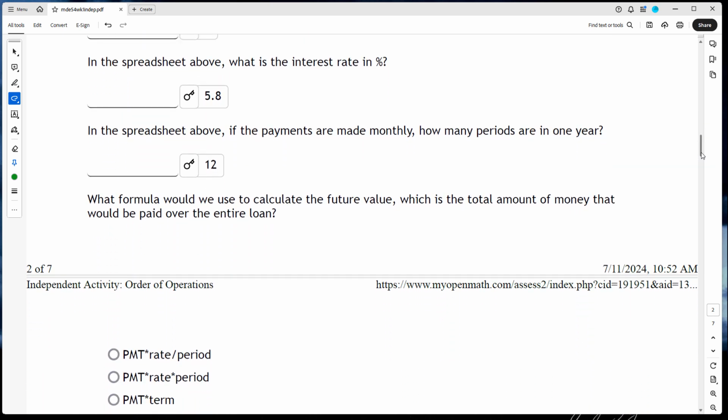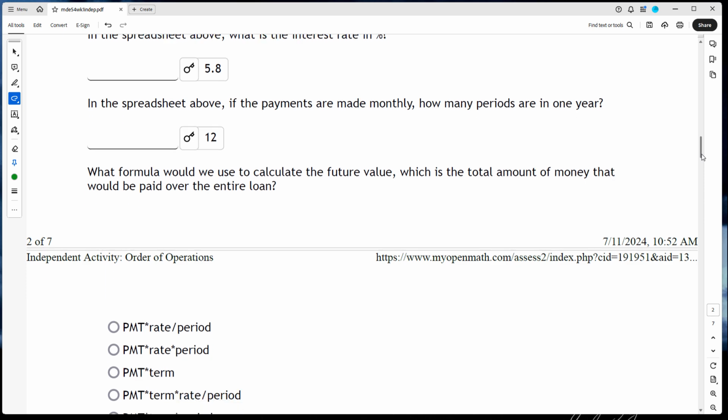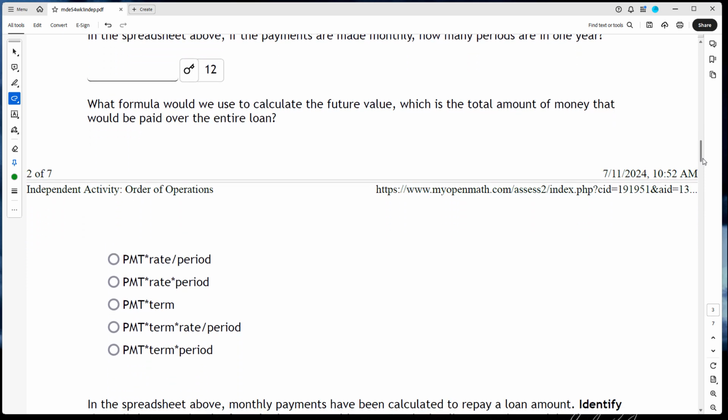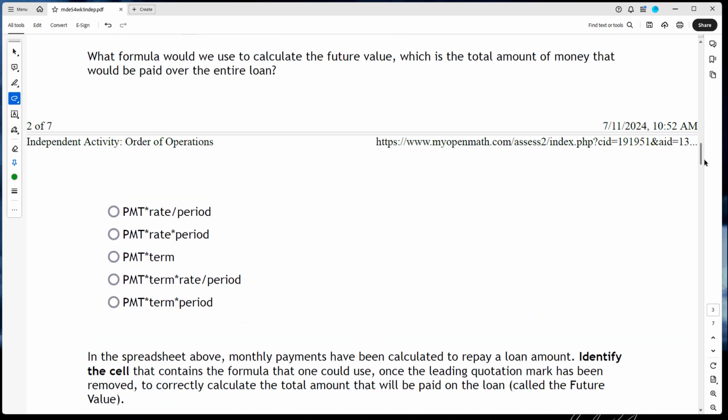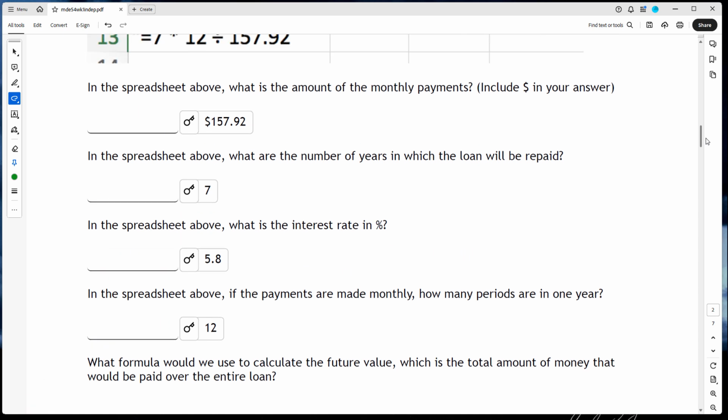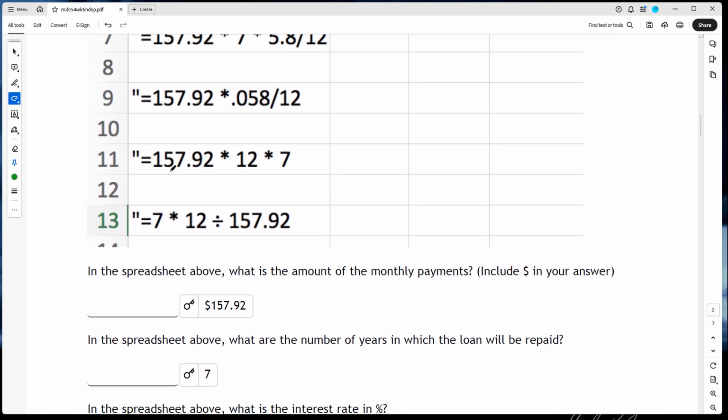The formula we use to calculate the future value. What's the total amount of money that we paid over the life of the loan? In the spreadsheet above, monthly payments calculated, repaid a loan, identify the cell that contains the formula I could use to determine the total amount that's going to be repaid, called the future value. So we look at this up here. In this one the person's going to be making payments of $157.92 every 12 months for 7 years.